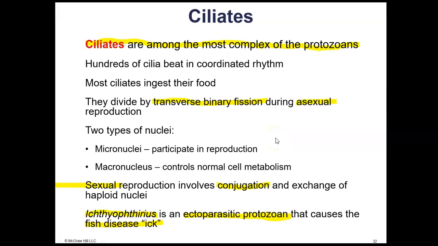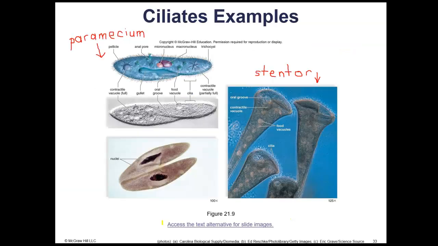All right, now the other group within the alveolates are the ciliates, and I definitely want you to know about paramecium, okay? So the paramecium is covered with cilia. And another example is the Ichthyophthirius, which is an ectoparasitic protozoan. And what that means is it lives on the outside of the fish, and it causes a fish disease called ick. Ichthyophthirius. That's how you would say that. Anyway, it causes fish ick.